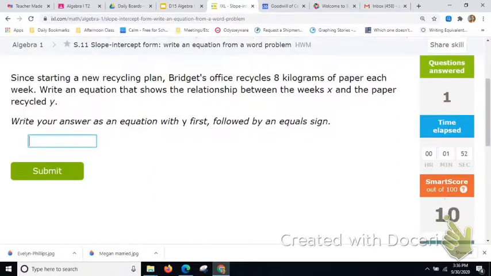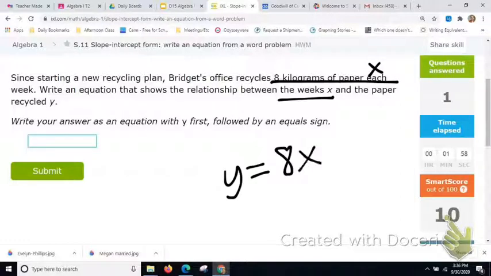So y equals 8x. There we go. So 8 kilograms of paper each week, and x is the number of weeks. And this is 8 each week, so that means the 8 is going with the x again. So once again, y equals 8x. And there's only one.